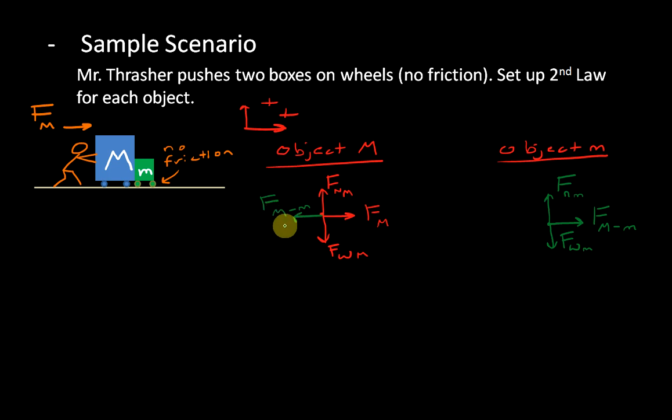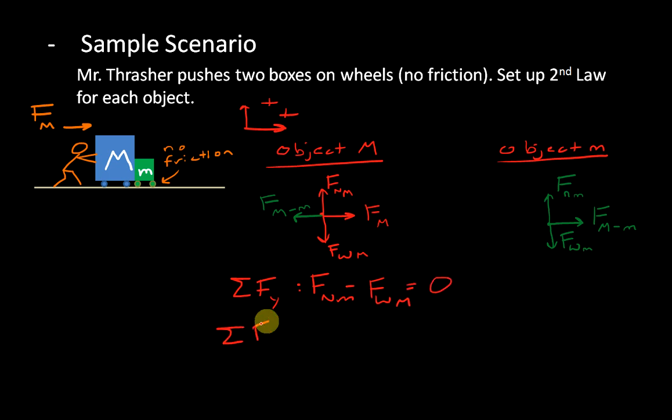Okay, and just so you know, this force M here does not have to equal this force. These two do not have to be the same. These are not examples of the third law. They're both acting on the same object. Well, what I could do then for box big M, I could write out the sum of the forces in the y direction. And I could say that Fnm minus Fwm equals ma, which equals 0.